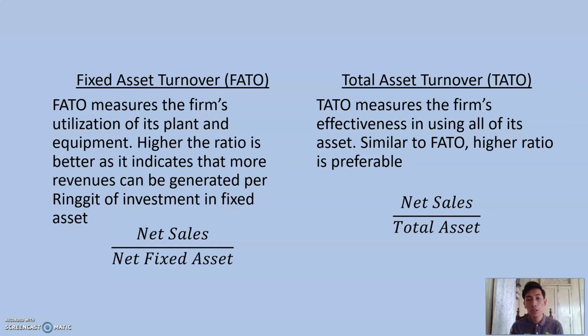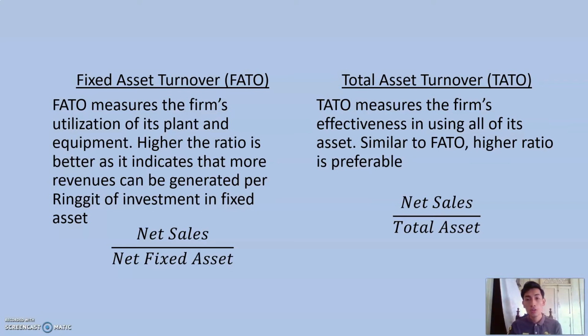Okay, the last component of activity ratio is total asset turnover, or TATO. TATO measures the firm's effectiveness in using all of its assets. Similar to FATO, the higher the ratio, the better. The formula for TATO is net sales divided by total assets.